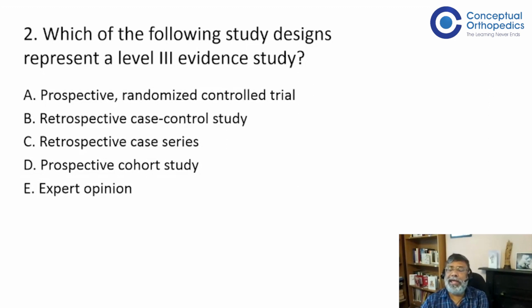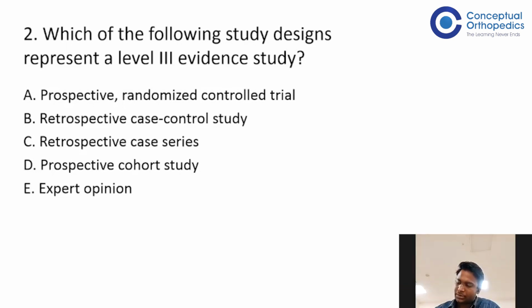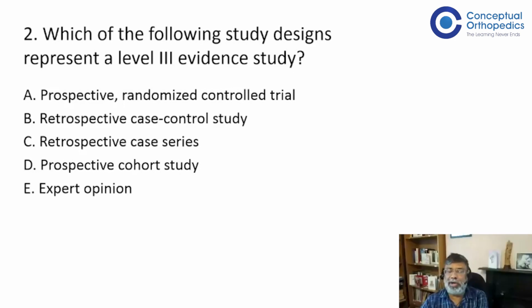Then comes the next level. The next level is whatever is prospective. You can't randomize it, but you can still have a prospective study. Which one is the prospective study? Normally the cohort studies are prospective studies. So D will be level 2. Then what comes under level 2 is where you have some kind of a control. You have cases and you have controls, but unfortunately this is always retrospective. So level 3 will be case control retrospective.